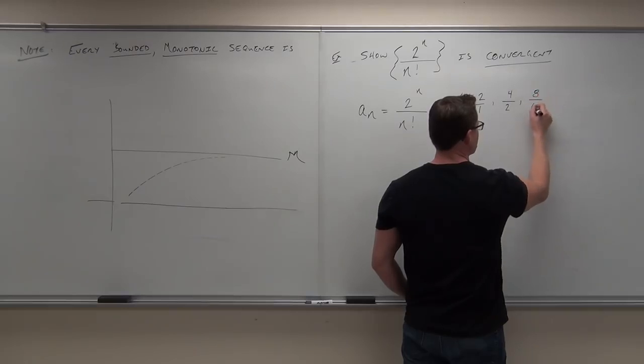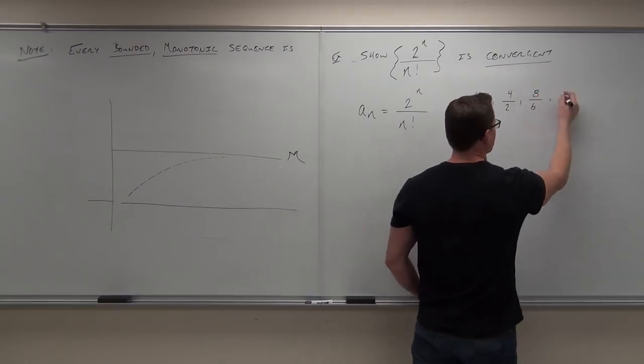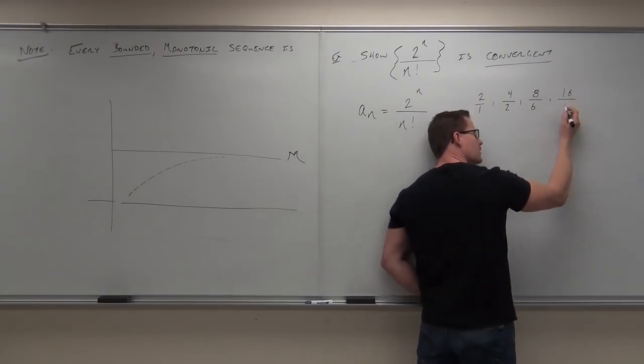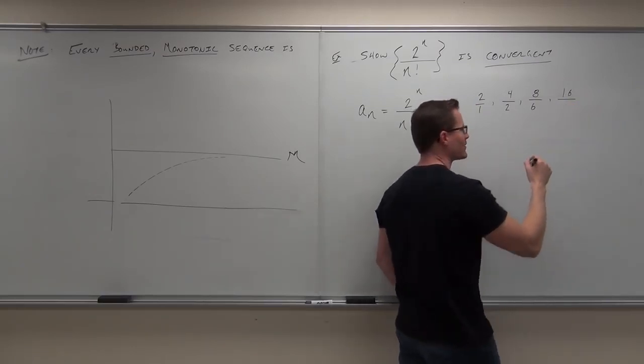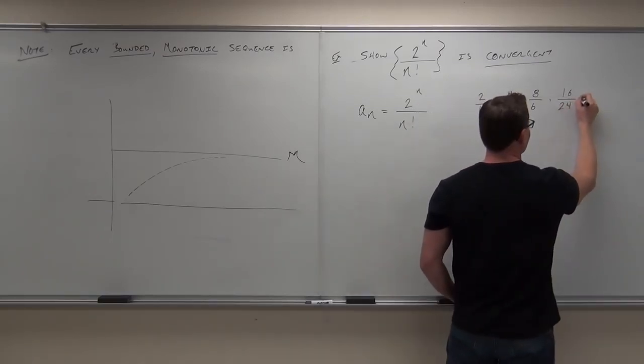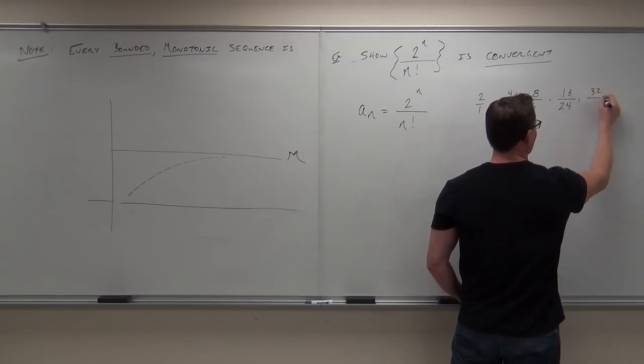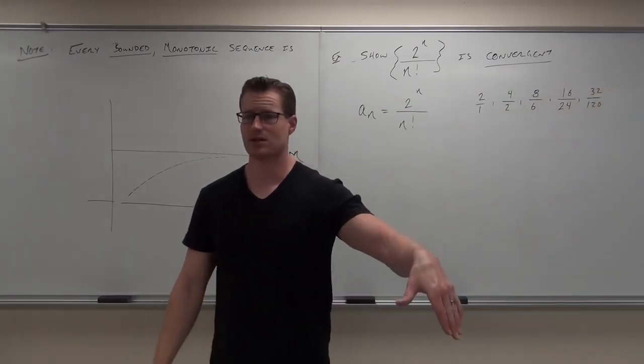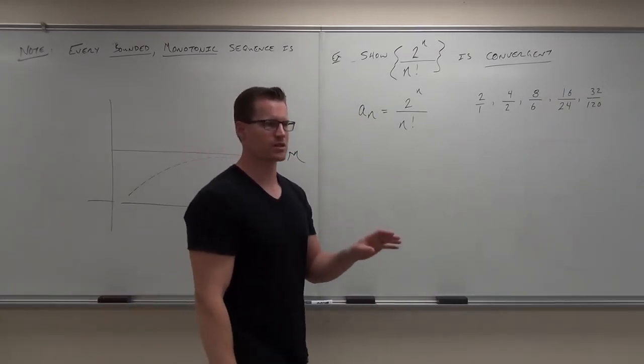8 over 6. Oh, something's happening. This would be 16 over 24. This would be 32 over 120. What's happening? Is this increasing or decreasing? Decreasing. We're going to look to try to show that this is decreasing.